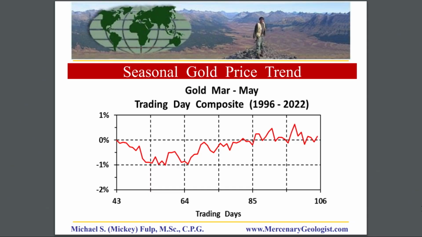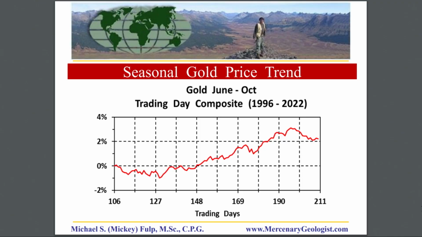Then we have a seasonal price from March to May, and this looks noisy, but I want you to pay particular attention to the y-axis. It goes from -1 to 1%. So that tells you that the price of gold is basically flat. We normalize it at the beginning of March, and we do that through the end of May, and gold is flat. So that's the quiet time.